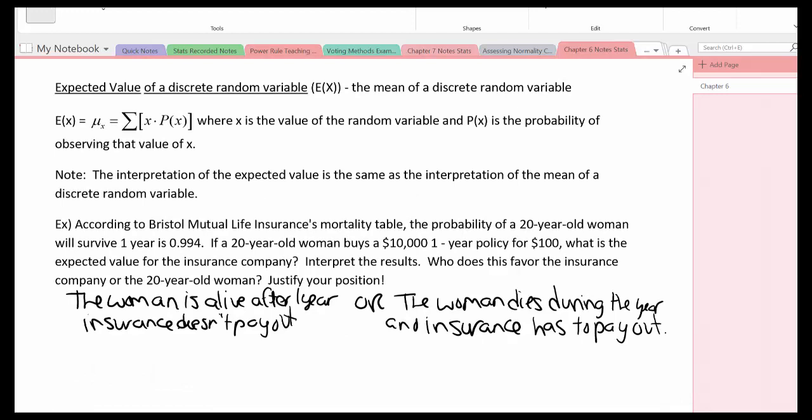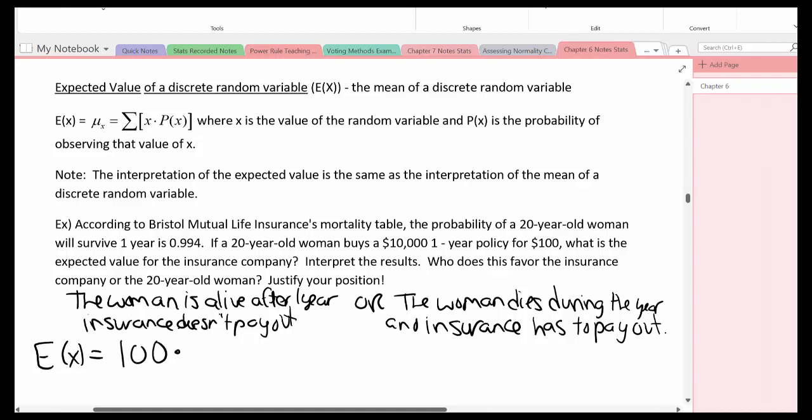So here are the two scenarios. The woman is alive after 1 year, and the insurance company doesn't have to pay out the $10,000. Or the woman dies during the year, and the insurance company has to pay out. All right, so the expected value. So what is the profit for the insurance company if the woman survives? Well, that's going to be $100.